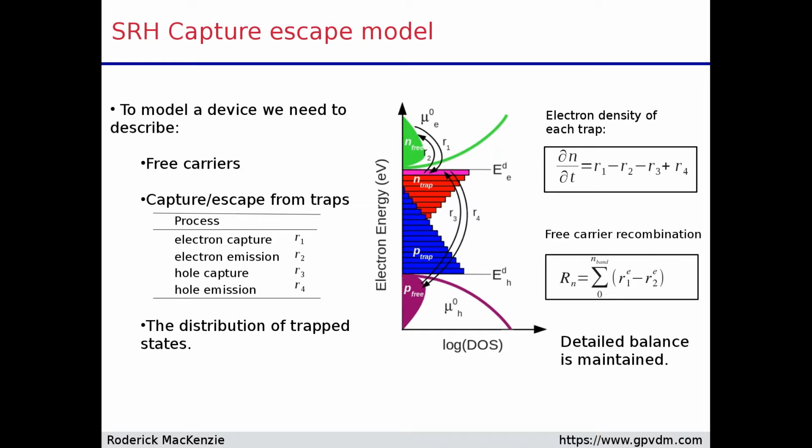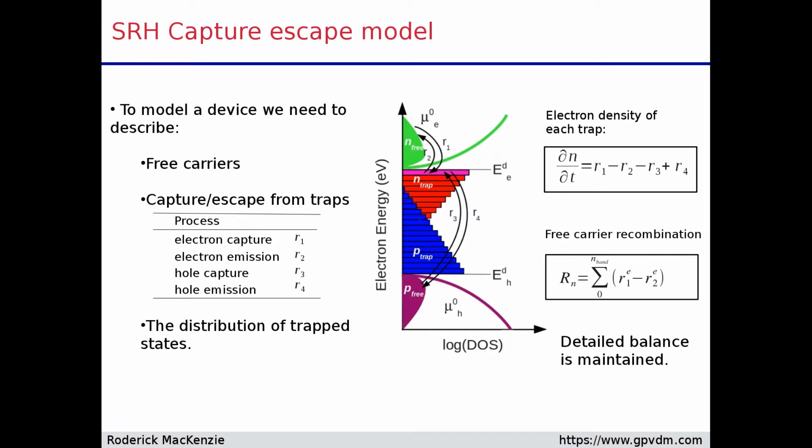For each one of these squares within these triangles, these are individual traps, and for each one of those we need to solve the full Shockley-Read-Hall capture and escape rate equation, which is given there on the top right. That accounts for capture and escape for electrons from the trap, and capture and escape for holes from the trap. Once we've done this for each trap level, then we can calculate the recombination rates and the trapping rates and things like that.